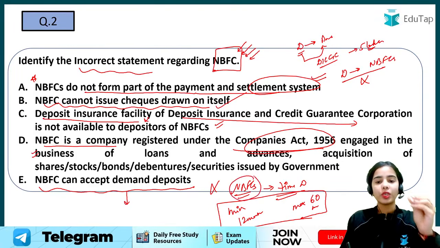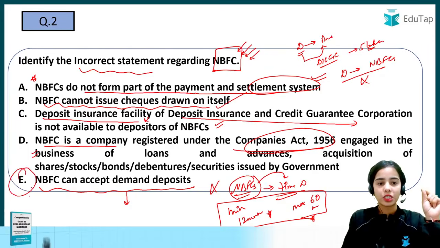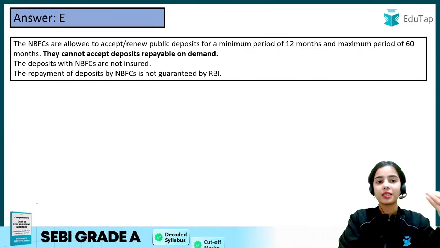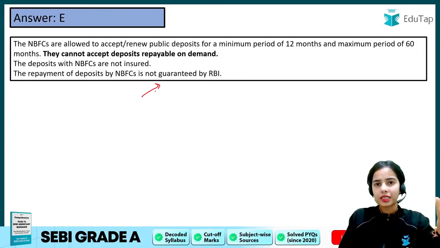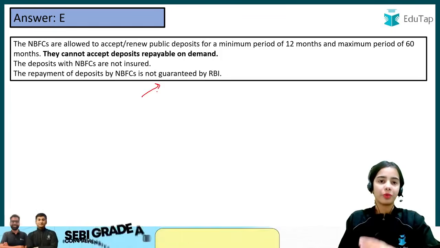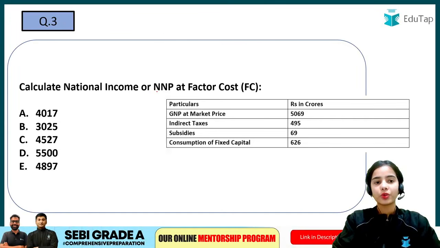The NBFCs can only accept time deposits for a minimum period of 12 months and a maximum period of 60 months. So E was the incorrect statement, and that's why here the answer is E. These are the basic characteristics of the NBFCs that you have to keep in mind. Now coming to the next question, that is calculate the NNP at FC.